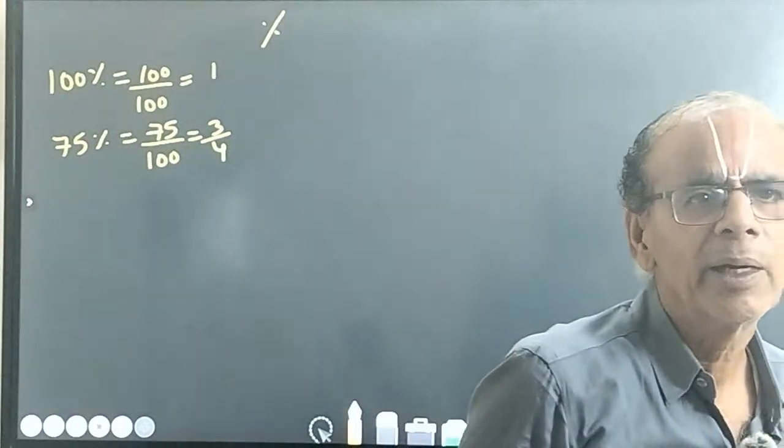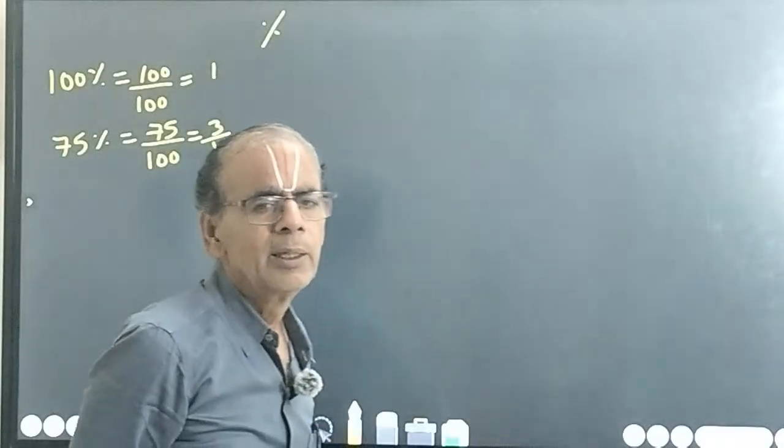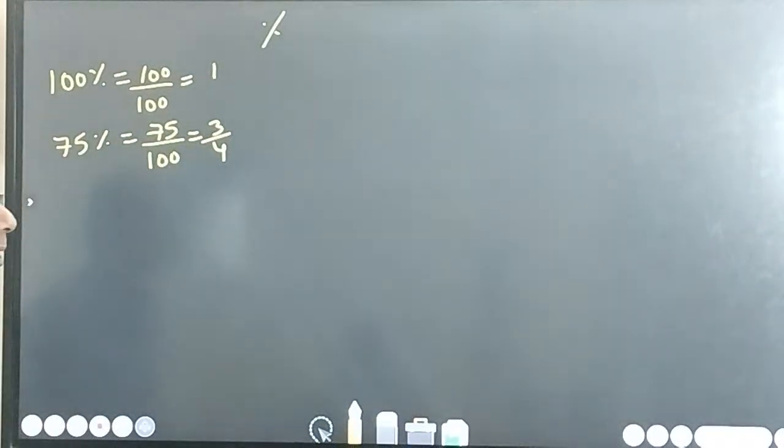100 percentage is equal to 100 by 100. That is equal to how much? 1. Whether you say 100% or 1, it is one and the same. What is 75 percentage? 75 by 100. That is equal to 3 by 4. Suppose you have to find out 75 percentage of 400. Don't put 75 by 100 into 400. 3 by 4 into 400. Answer how much? 300.